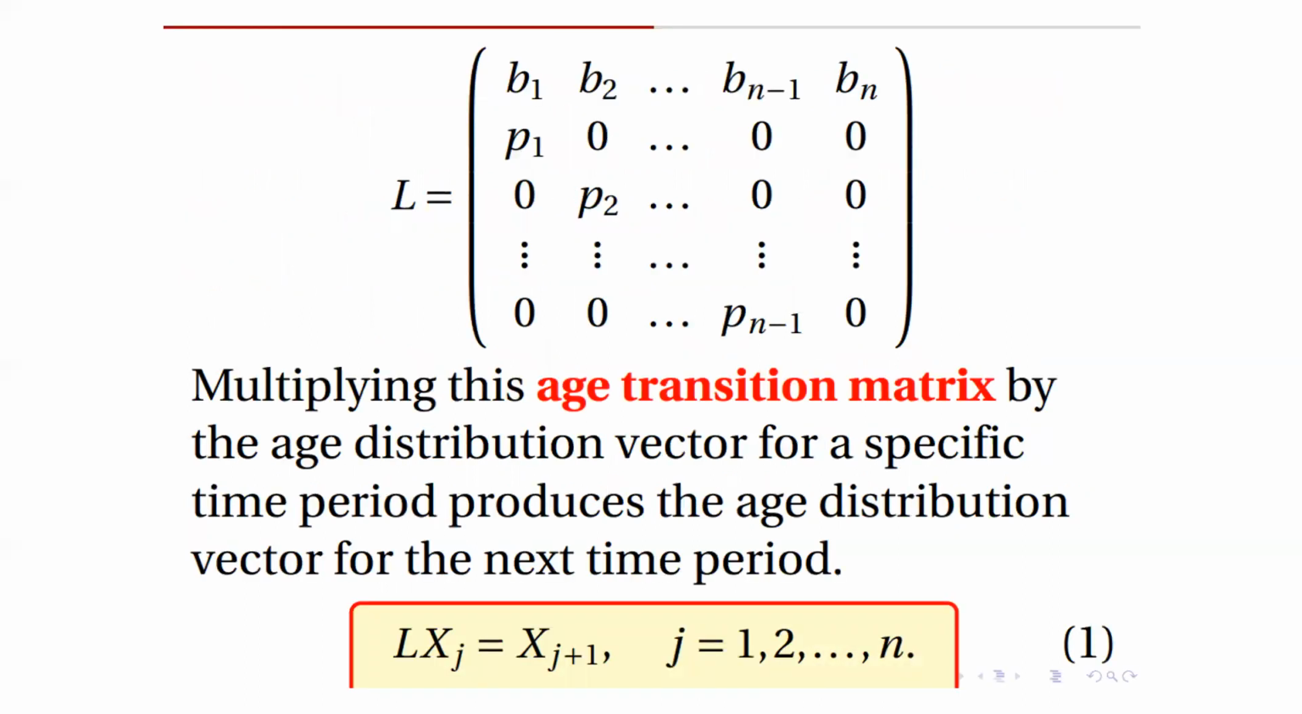Multiplying this age transition matrix by the age distribution vector for a specific time period produces the age distribution vector for the next time period. We have the formula that x(k+1) equals L times x(k), with j running from 1 to n.